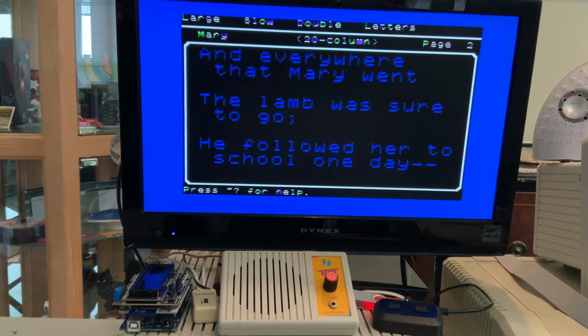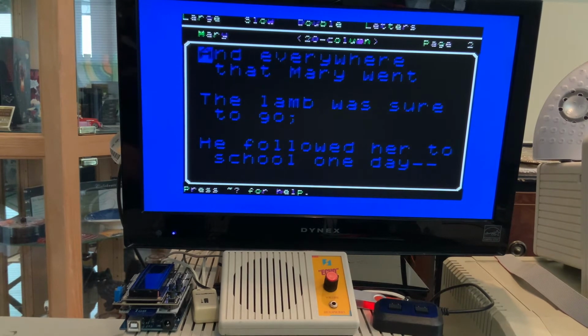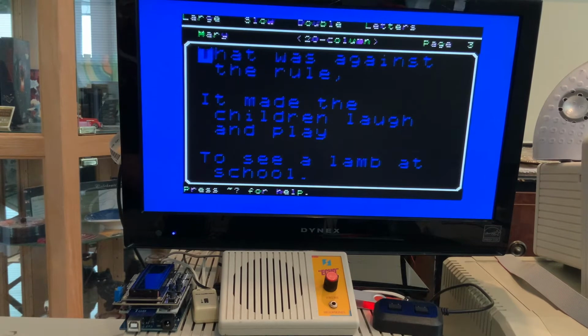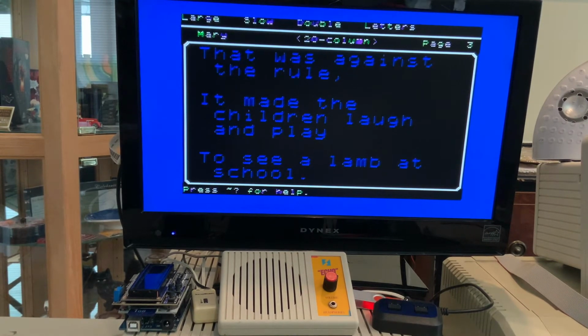And everywhere that Mary went, the lamb was sure to go. He followed her to school one day. That was against the rule. It made the children laugh and play to see a lamb at school.